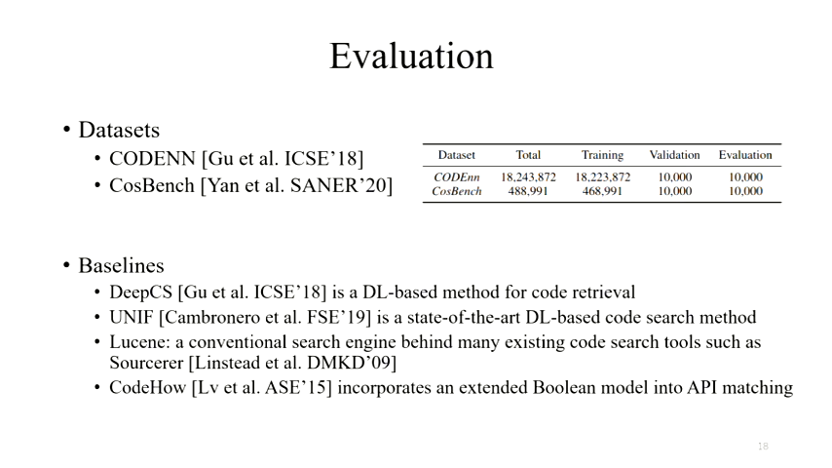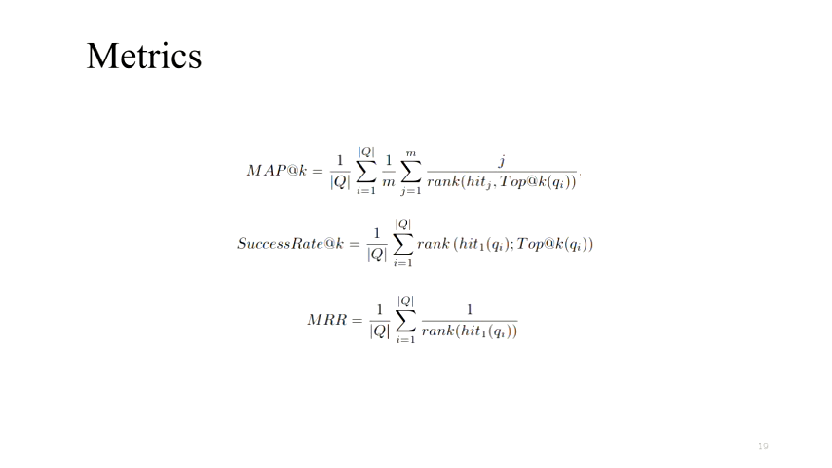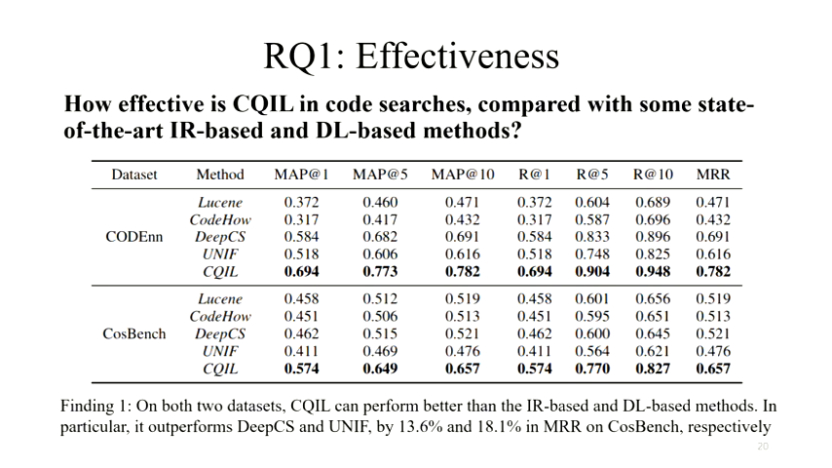To evaluate our method, we use two public datasets, CodeNN and CoSBench. CodeNN has over 18 million functions and CoSBench has about 500,000 functions. We compare COIL with 4 baselines. We use 3 metrics to measure the performance. The first research question is, how effective is COIL in code searches?